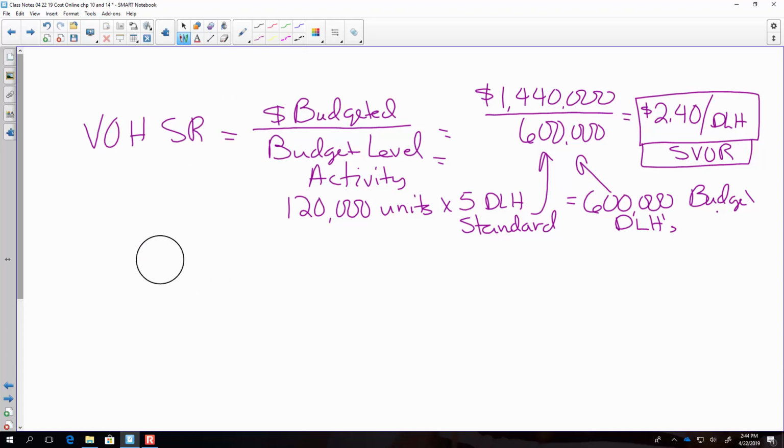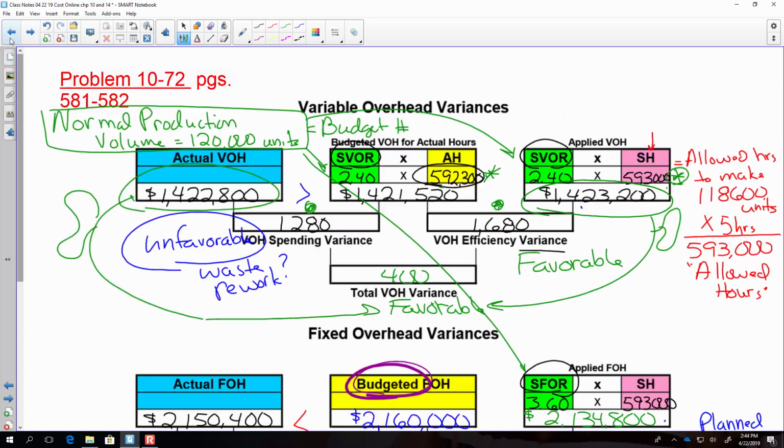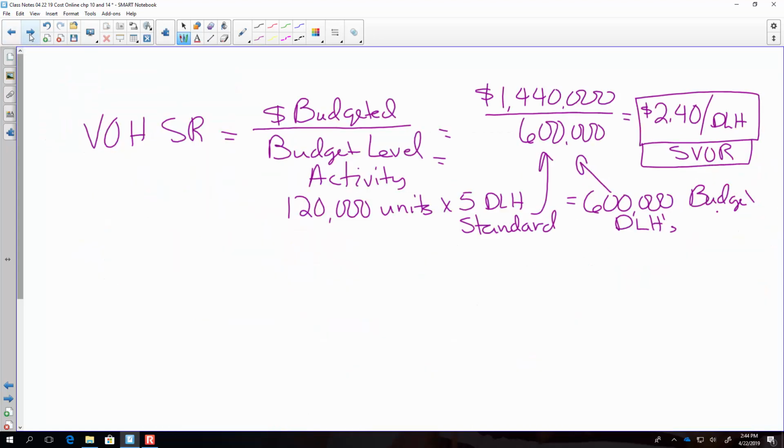Let's try this. Let's just use the same designation that the author uses. I'm going to go back one slide here. SFOR, make sure we use the same rate. SFOR, the F meaning fixed. Well, there the budget level was 2.6 million, right? So we start with that.